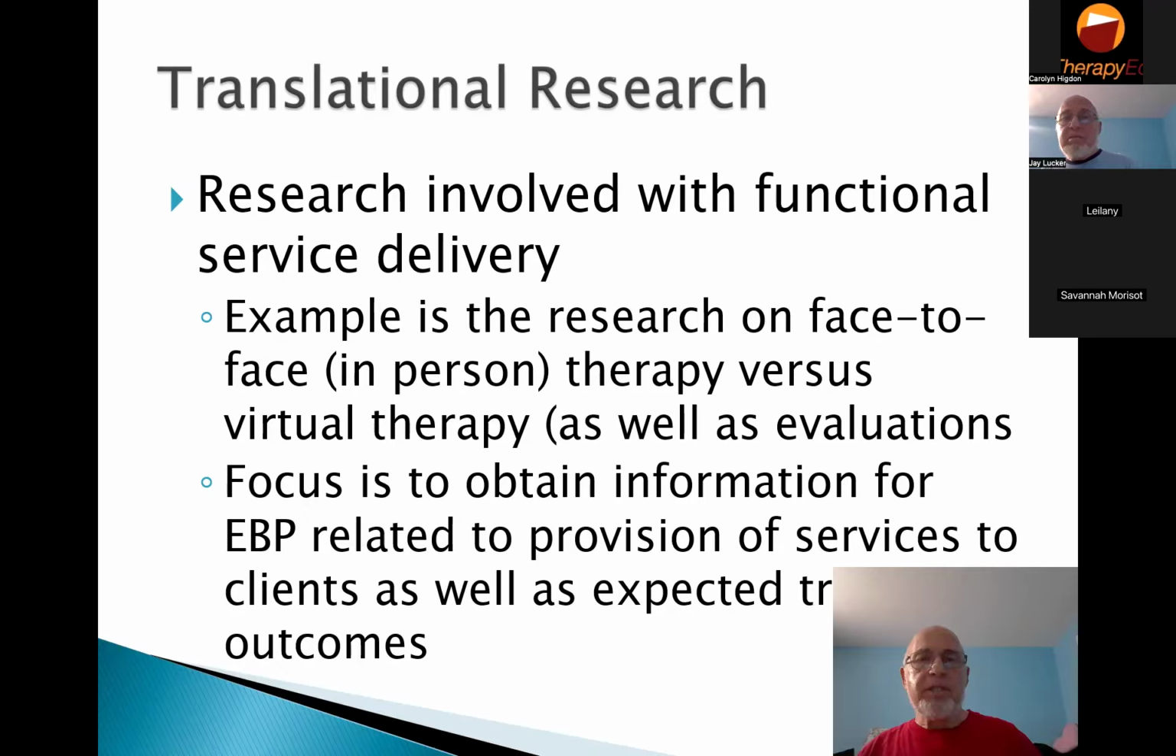Can I do that? Well, let's say I find some research that studied this and looked at how well face-to-face, in-person evaluations work, what therapy works versus virtual. Okay. The thing is that is clinical research, but it could be translational research if what the person's doing is saying these are the things you need to do. This is how to do it. Because what they're doing is they're giving you the research to translate it into your work. Okay.